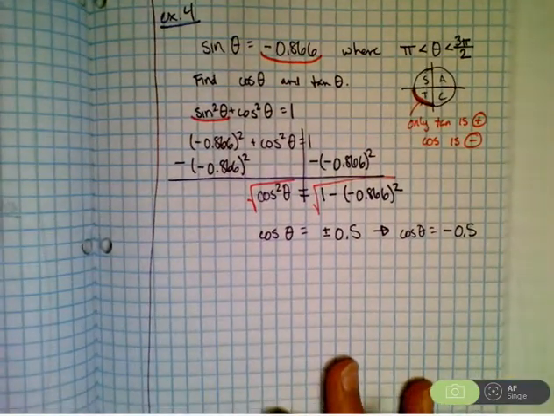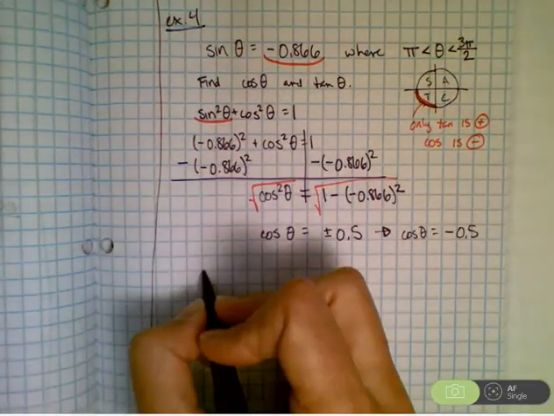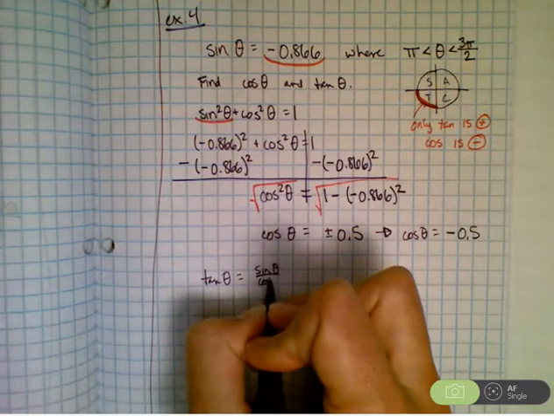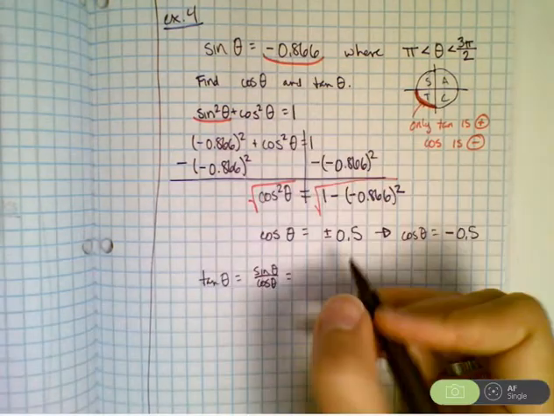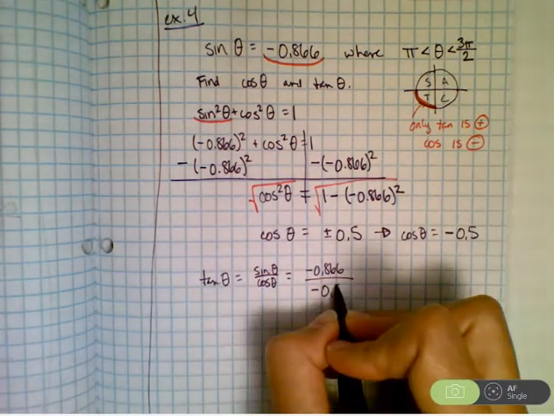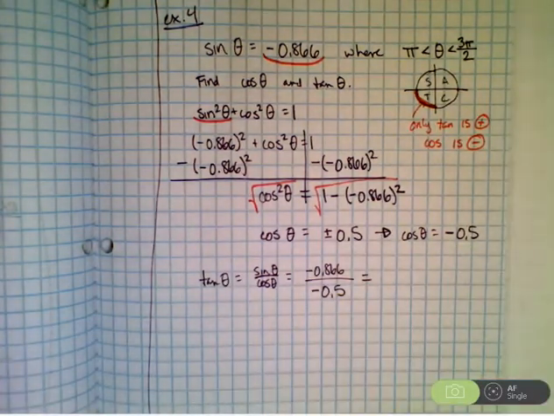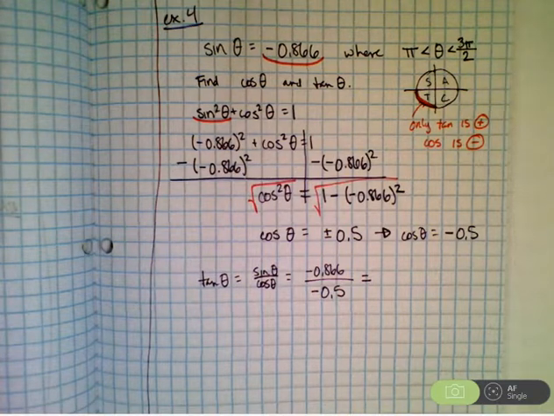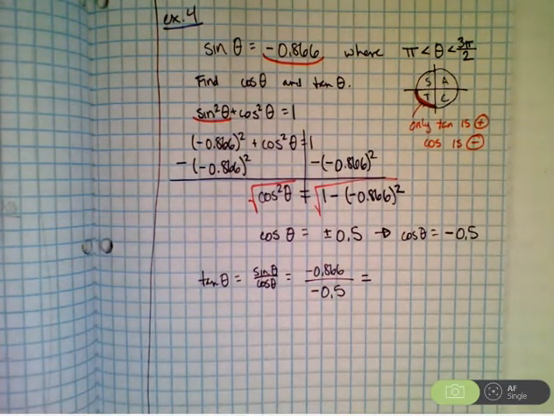Last thing I need is the tangent, because I'm looking for cosine and tangent. Well, tangent is equal to sine over cosine. My sine is negative 0.866. My cosine is negative 0.5. So I plug those both in and I get negative 0.866 divided by negative 0.5. Sorry, I had to go grab my calculator.